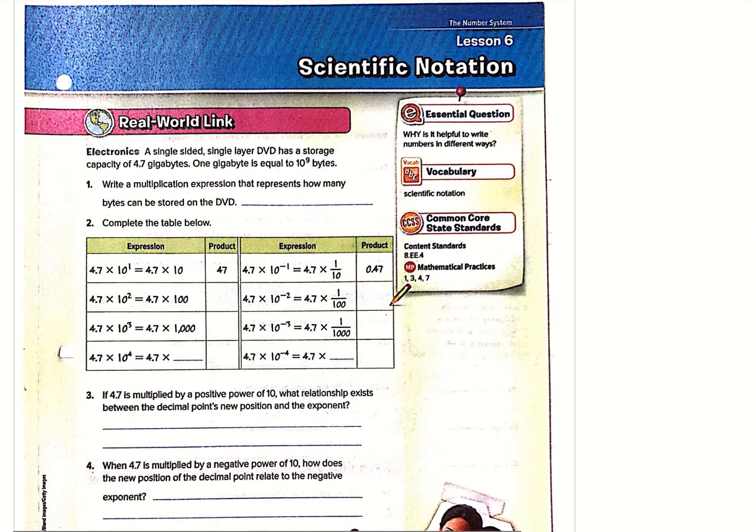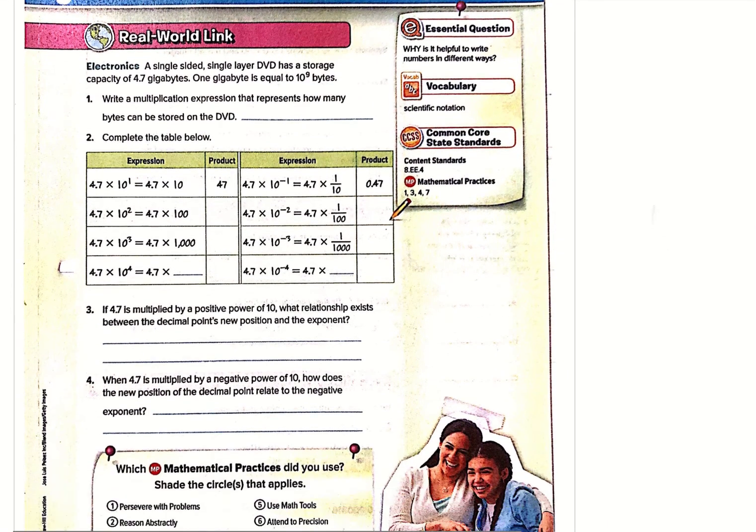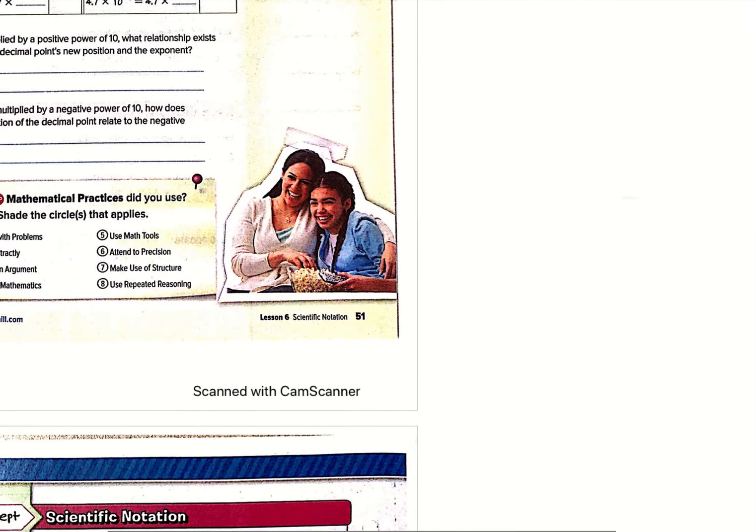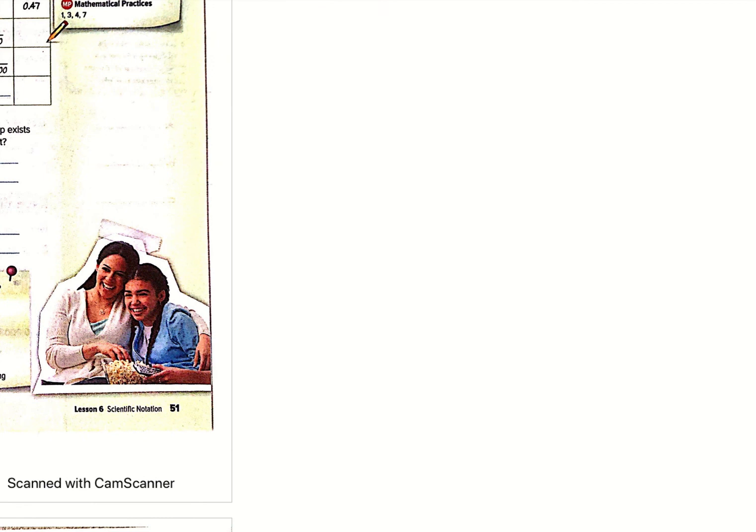Scientific notation is basically dealing with tens a lot and different powers of tens. It's also dealing with place values and digits and things like that. So we'll just go ahead and jump into it.